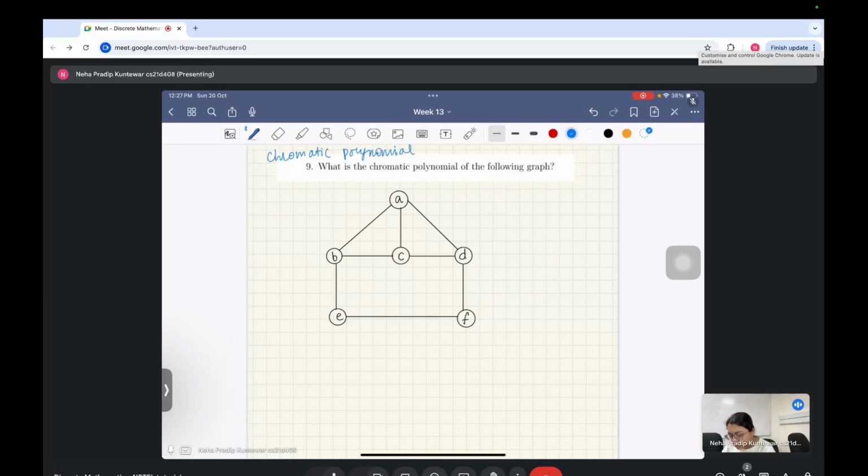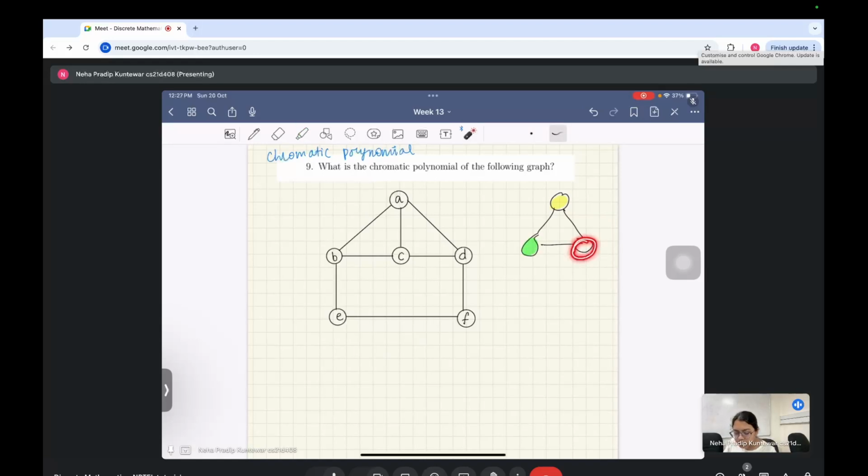So what is a chromatic polynomial of a graph? What is the chromatic number of a graph? The chromatic number is simply the number of colors you need to color it properly. So as a simple example, let's say I have this graph and I want to color it properly. Let's say I color the first vertex with yellow. The second vertex I cannot color with yellow because it cannot be the same as the color of the adjacent vertex. So I'll color it with green.